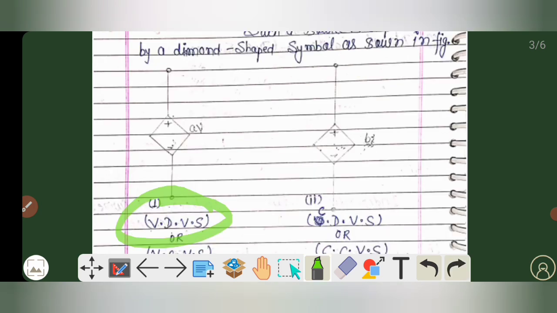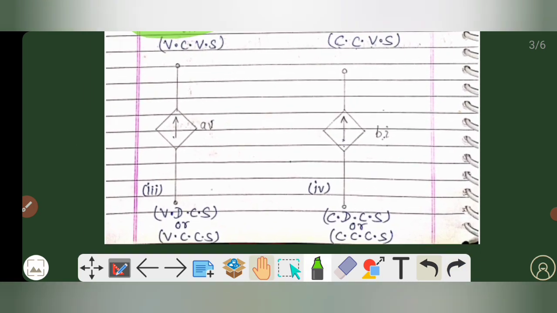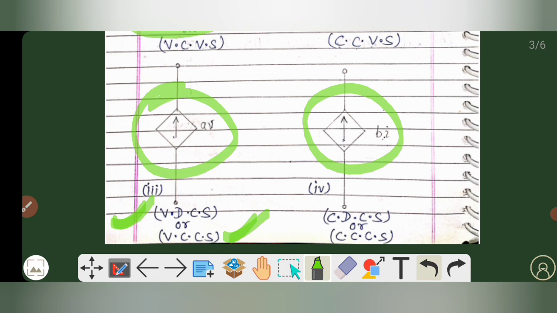Now, the next one, as you can see here, is this one, and this one is basically for AC. This symbol denotes a voltage dependent current source, or we can say a voltage controlled current source. And this one is a current dependent current source, or we can say a current controlled current source.